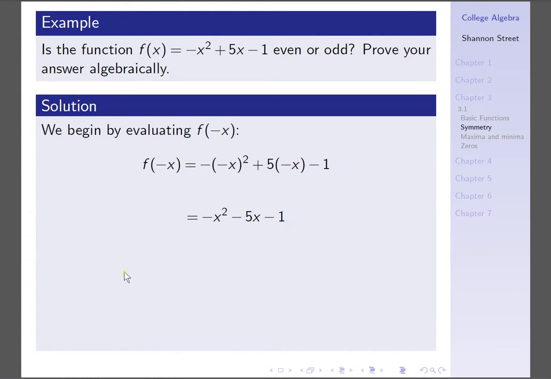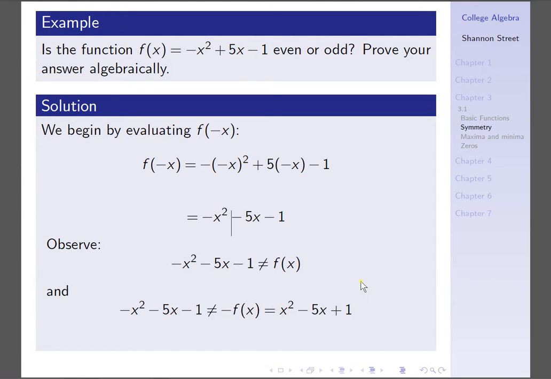Now, this is definitely not my original function. My original function has a plus 5x. This is also not the opposite of my original function. My original function, negative x squared plus 5x minus 1, its opposite would be x squared minus 5x plus 1. Everything would be flipped. And that is not the case either.